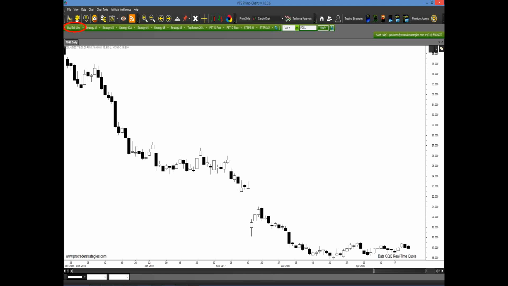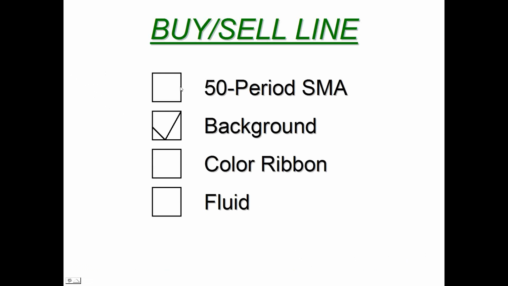Now, once you go to the platform, all you have to do is click on the buy-sell line tab in the upper left-hand corner. And we're looking at Fossil once again after it's gone way down. How could we have known to get out somewhere around here? Well, you click on buy-sell line, and once you do that, a drop-down menu will appear. Now, obviously, you can just simply place the 50-period simple moving average, or you could use our background feature.